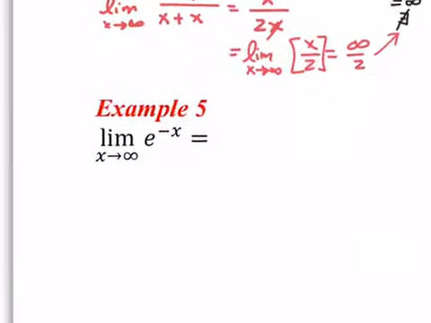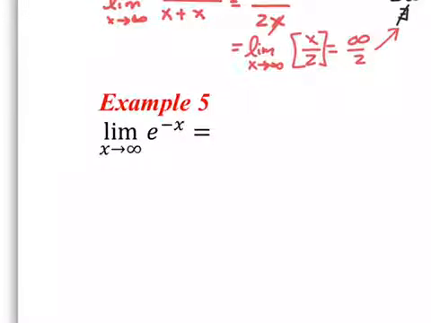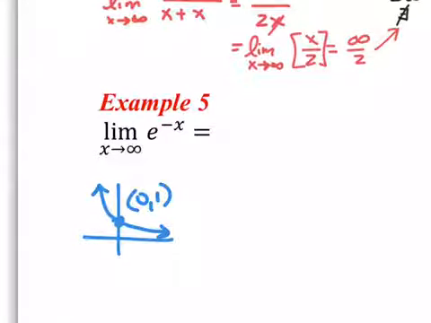All right, let's look at example 5, e to the negative x. If you look at the graph of e to the negative x, it's going to look something like this, where this is the point (0, 1). And as x goes to infinity, you probably can tell just from the graph that this is going to approach 0. Terrible color choice.